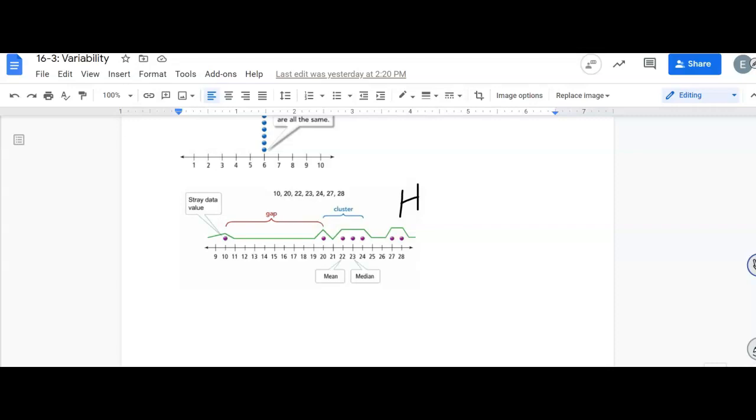The only way, if you think it's low variability, I would accept that if you say, I'm going to ignore my stray data value because it's not good data, and all of these are pretty close to each other. That's the only way I could say that it was low variability. You see how you can say high or low, you just better have an explanation for why you believe so. Turn your paper over to that.